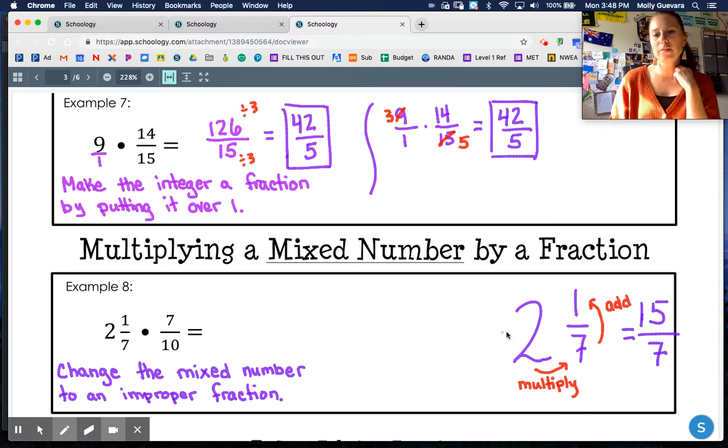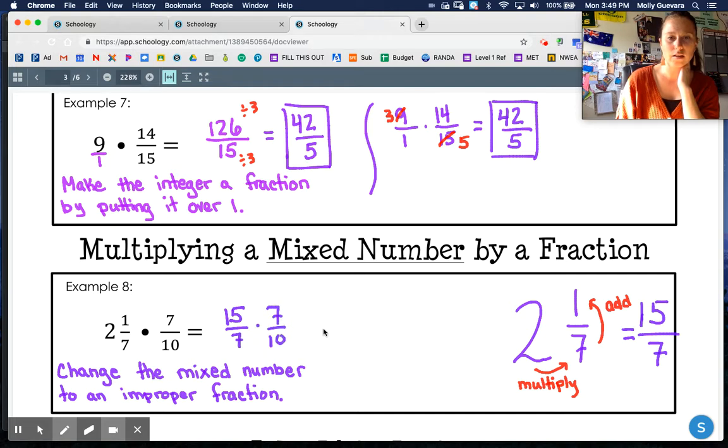Something to point out: if this 2 was negative, you would still ignore the negative and just do 2 times 7 plus 1, and then make it negative again at the end. So just be careful if it's negative. But this is nice because now this tells me that this is 15 over 7 times 7 over 10. So again, 2 ways to do it, but I can just multiply straight across. 15 times 7 is 105, and then 7 times 10 is 70.